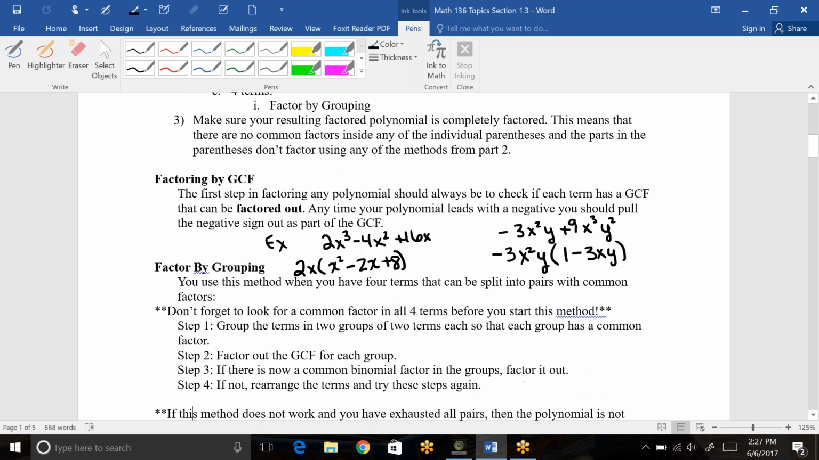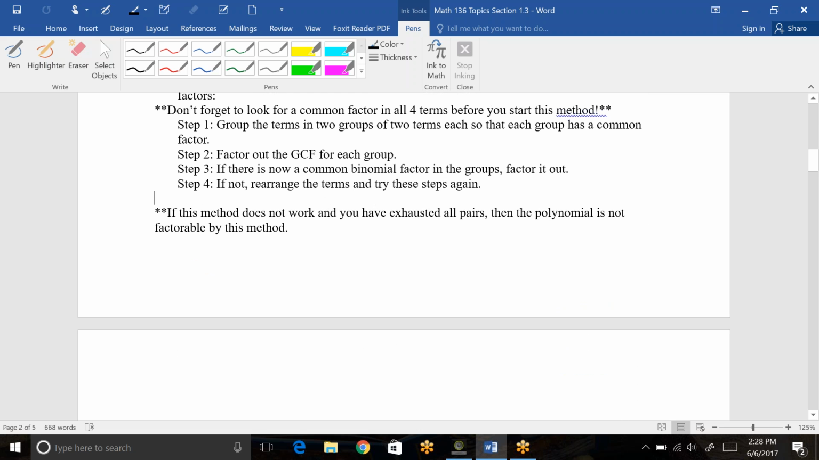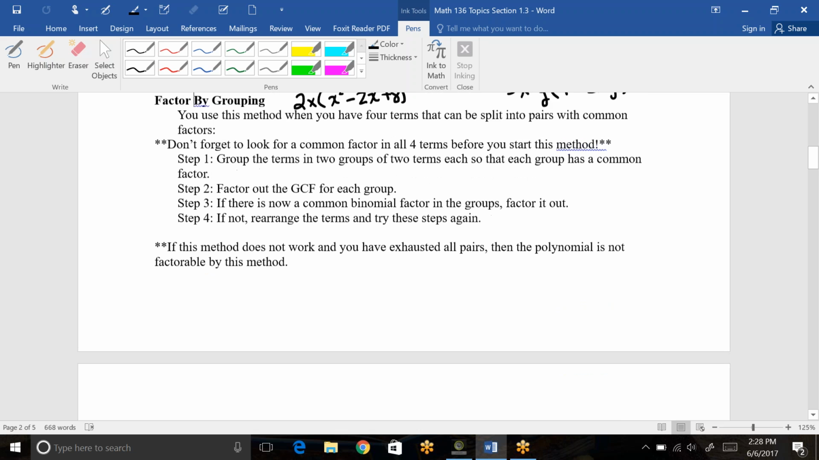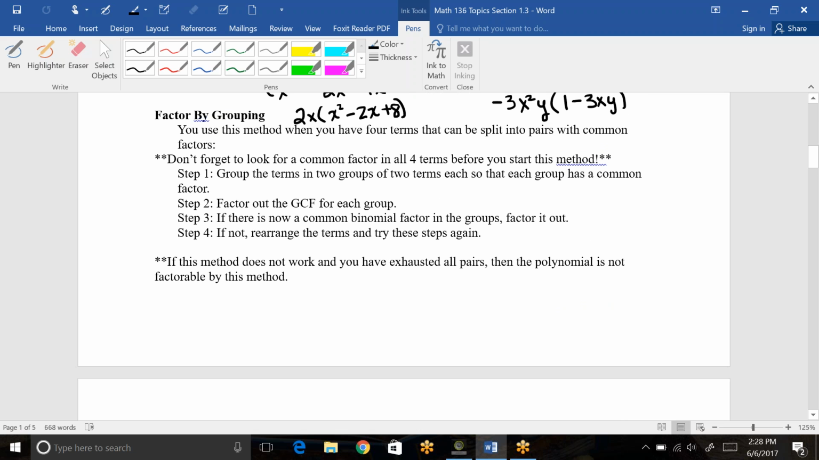So what we're going to do in this next part is show you a little easy example of each of the types, and then we're going to do a bunch more examples just to get some variety. So factor by grouping, you use this method when you have 4 terms and you split them into pairs and you pull a GCF out of each of the pairs. This is not guaranteed to factor because no polynomial is guaranteed to factor. We're just checking to see if it does.